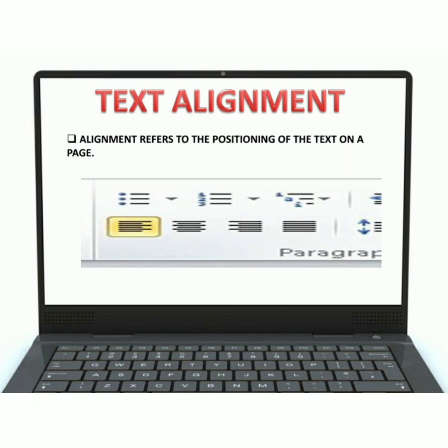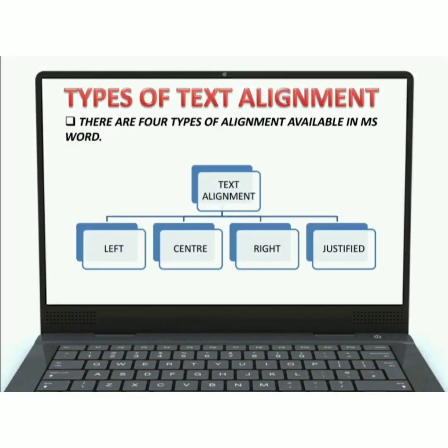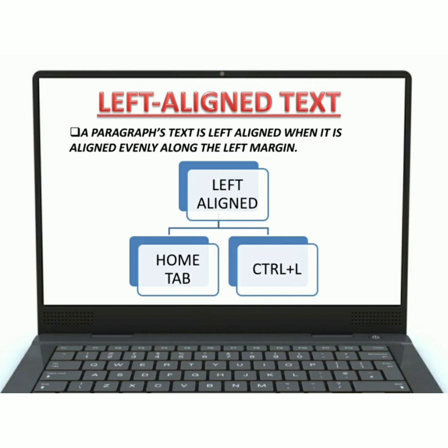Kids, generally, there are 4 types of alignment of text available in MS Word. They are left, center, right and justified. Let's read them all one by one. First of all, left aligned text.